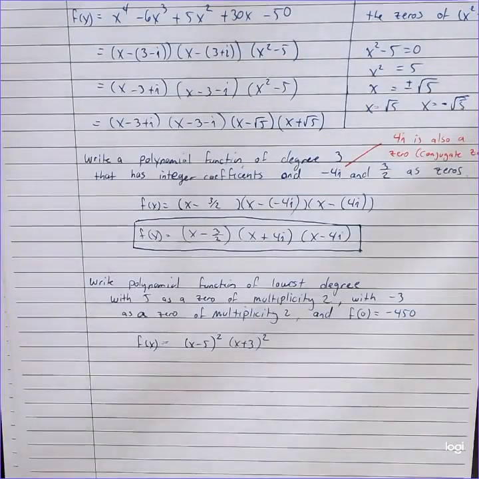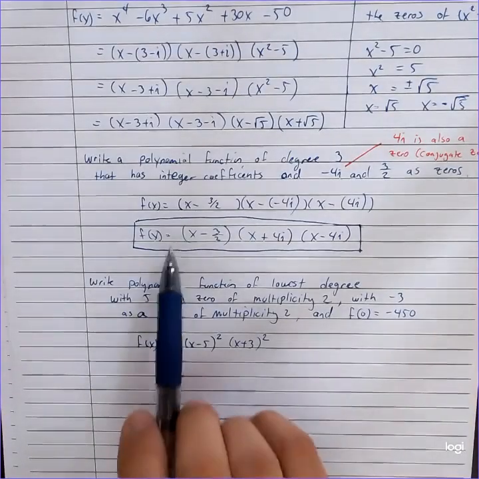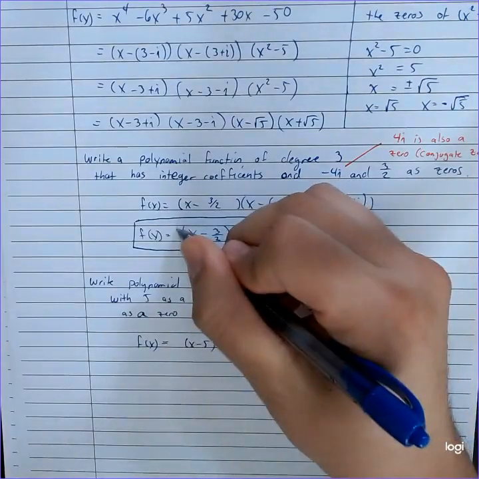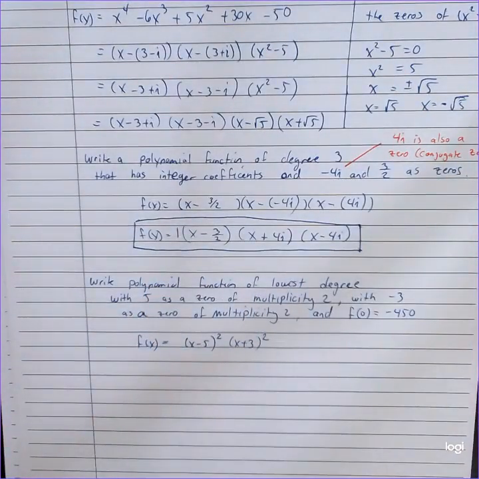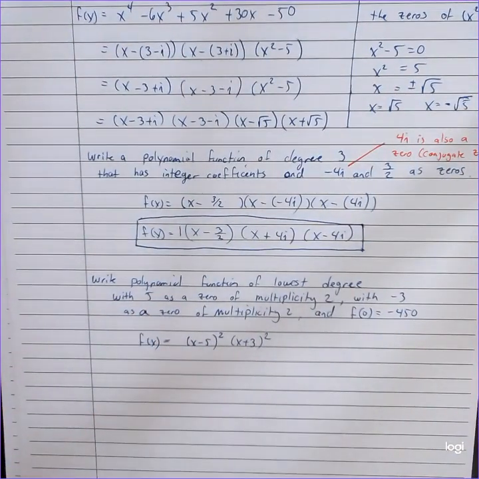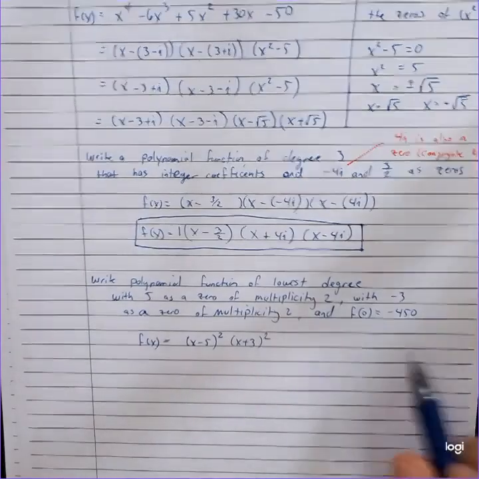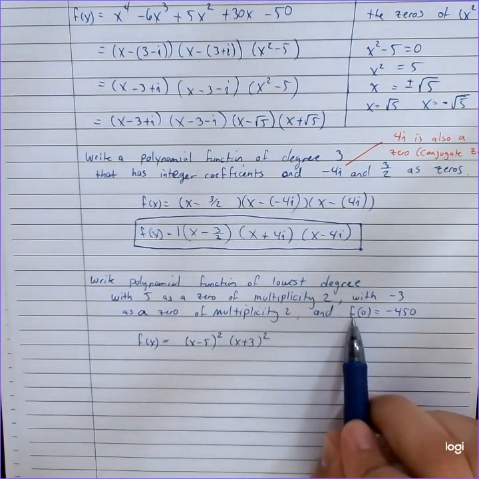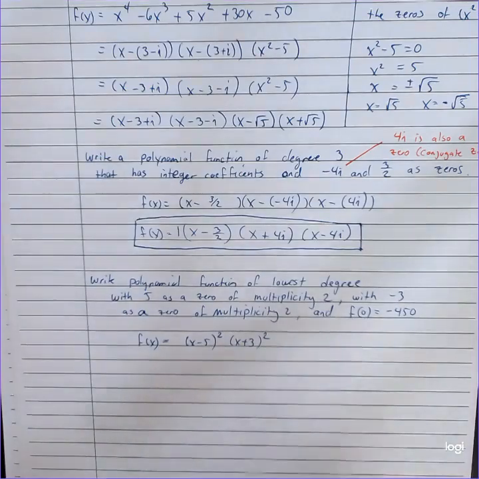Now, a lot of times that constant can be the number 1. For example, here, you can imagine this as being 1 times all of this stuff. But it doesn't have to be the number 1. It can be something else. So right here, we're saying if we plug in 0 into our function, we're supposed to get negative 450. Well, let's see what we actually do get.